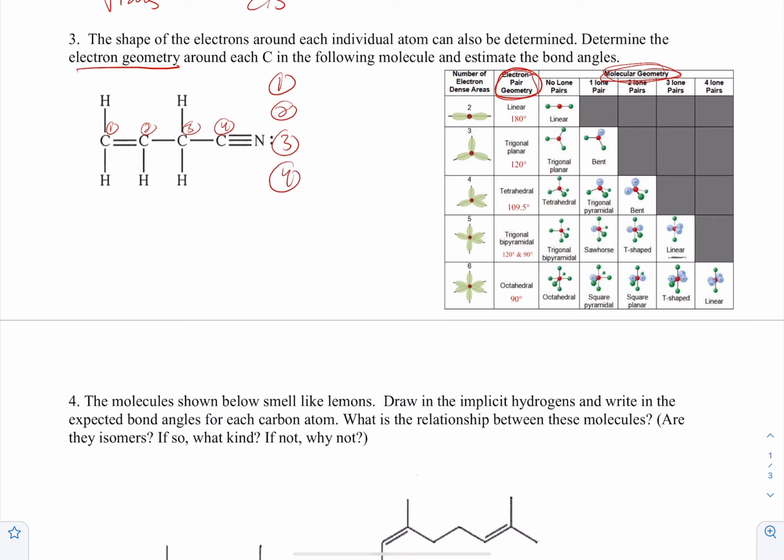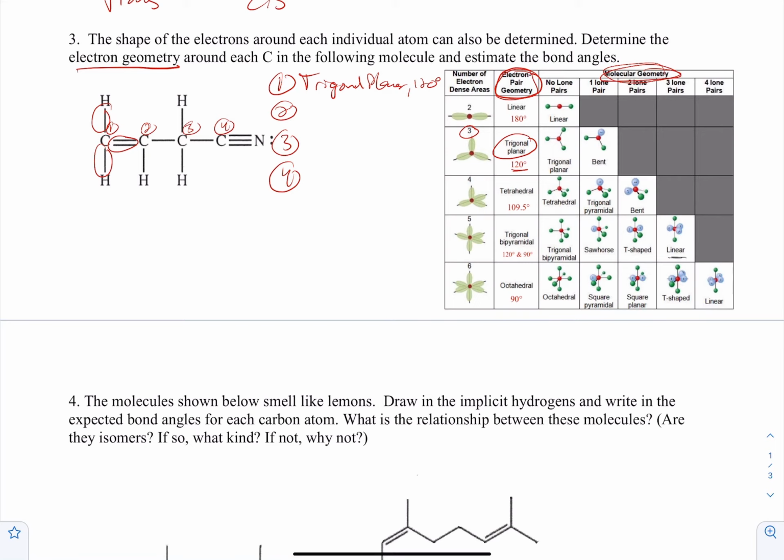Carbon 1 has a steric number of 3. It doesn't have any lone pairs, so I'm going to circle 3. When I get to 3, that's going to be a trigonal planar molecule. As long as there are no lone pairs, I'm going to assume that the bond angle is also going to stay the same, so I'm going to put 120. The only times the bond angles change, and this is critical for the test, is when you have lone pairs.